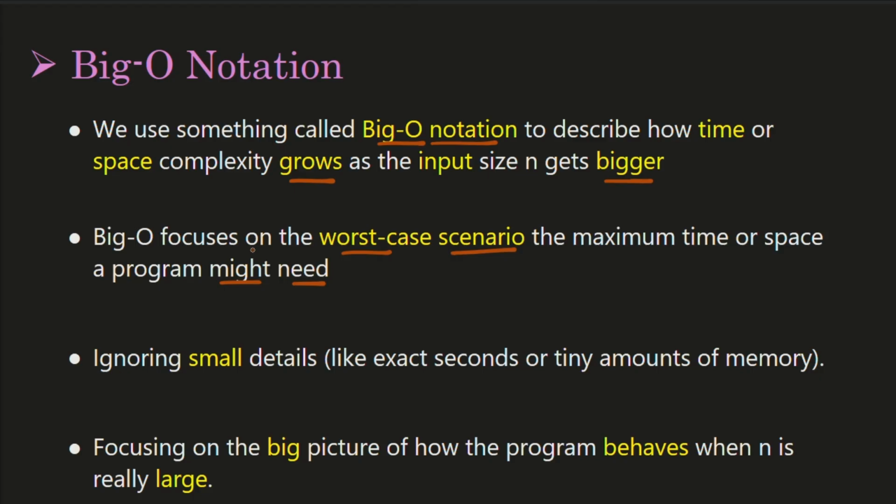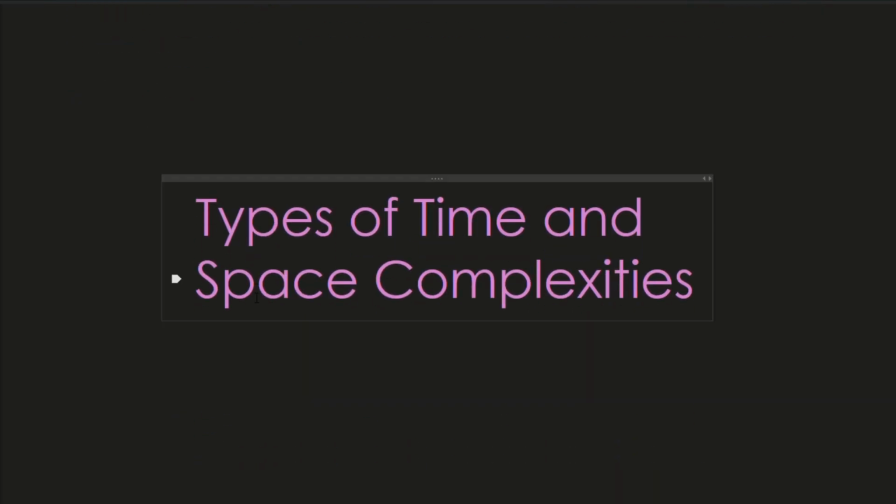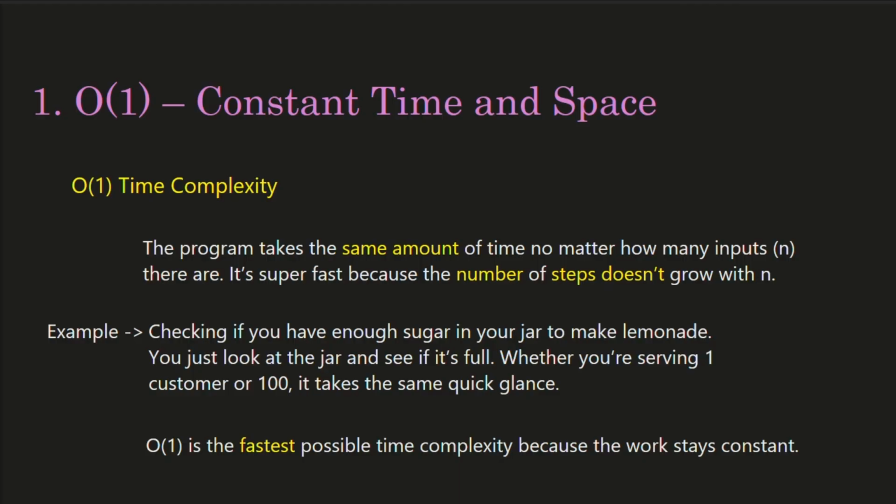Big O simplifies things by ignoring small details, like exact seconds or tiny amounts of memory, focusing on the big picture of how the program behaves when N is really large. Think of Big O as a label on your lemonade stand that says, "This is how busy it gets when tons of customers show up." For beginners, we'll focus on three common types of time and space complexity: O of 1, O of n, and O of n squared. Let's dive into each one with examples and our lemonade stand analogy.